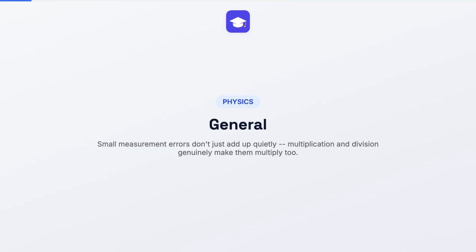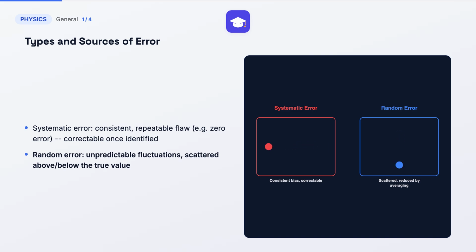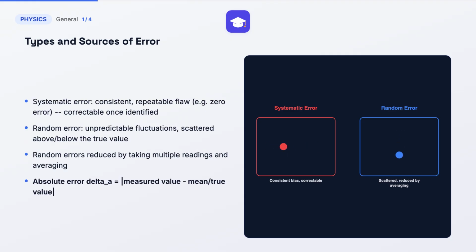Today's topic is methods of measurement and error analysis. Let's begin. Systematic errors arise from a consistent, repeatable flaw, like an instrument's own zero error or a flawed experimental technique. These push every single reading in the same direction, and can be corrected once identified. Random errors instead arise from unpredictable fluctuations, like tiny variations in a human observer's own reaction time. These scatter readings randomly both above and below the true value, and can only be reduced by taking multiple readings and averaging them together.